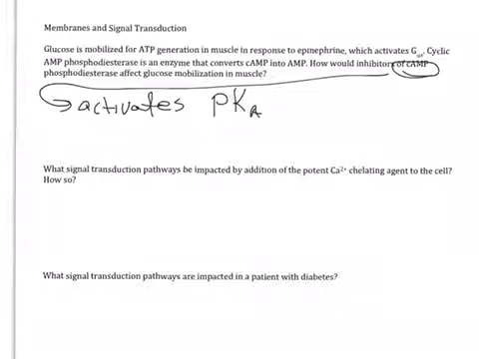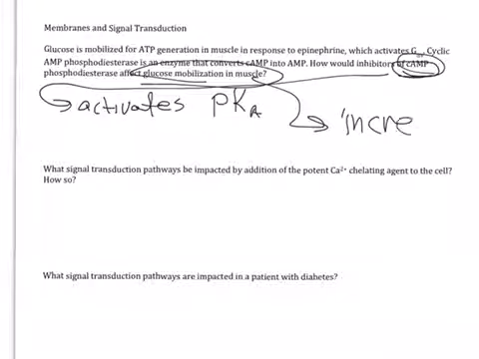So cyclic AMP, as long as it's around, there's going to be an impetus for glucose mobilization into the cell. Well, an inhibitor of cyclic AMP phosphodiesterase would prevent the breakdown of cyclic AMP, keeping its levels high, which would increase mobilization of glucose. So that would lead to an increase. Remember that cyclic AMP breakdown to AMP helps turn off the signal. It's one of the important parts of control of this pathway.